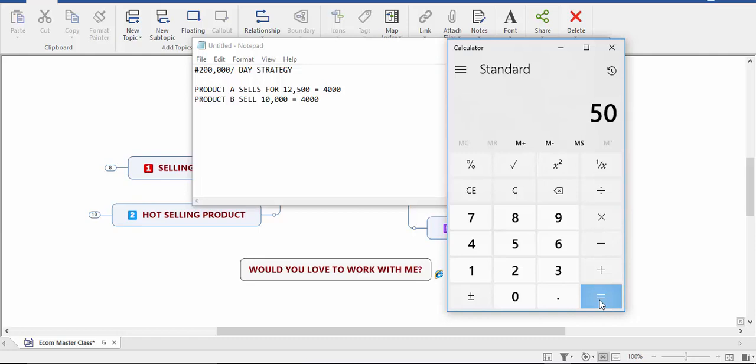Of which, the secret of e-commerce is you sell multiple products. Although you can get 50 sales per day on a single product, you are going to have to push that product very hard.